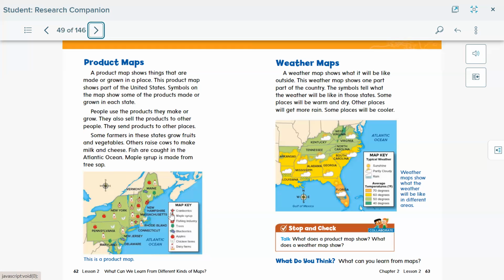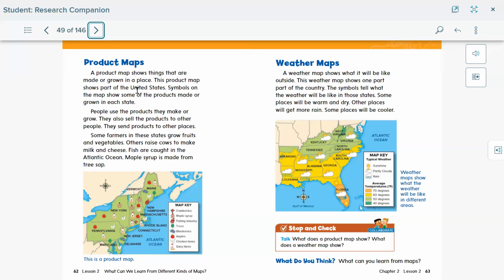So we know that over here. And then we have maple syrup. So you look at the symbol or picture. So it's here. We have it in Vermont. We have it in New Hampshire, New York. Also, we have fishing industry. So that's over here in Maine, and so on. So this is a map key that shows pictures for places that things are grown or made in different states. So this is what we call product maps.